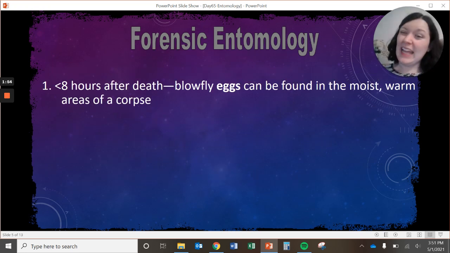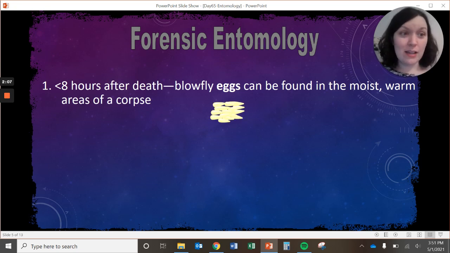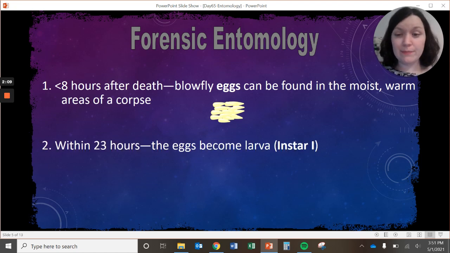So, less than 8 hours after death, blowfly eggs can be found in moist, warm areas of the corpse. So, if we have eggs present, the corpse is probably less than 8 hours old. They look like this. They're going to be white eggs. Okay, within 23 hours, those eggs become larvae, which is our instar 1.